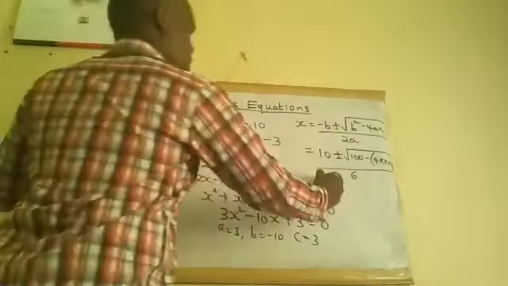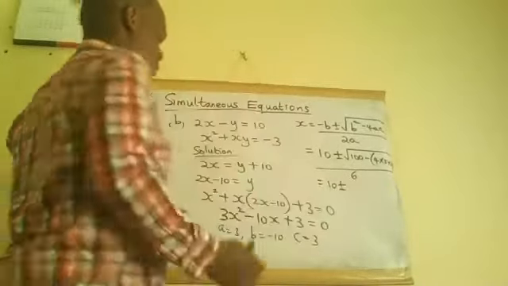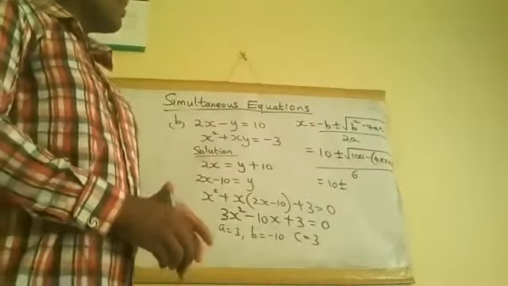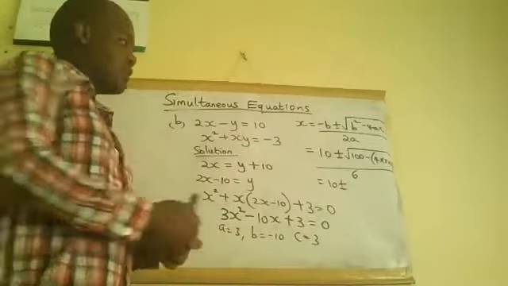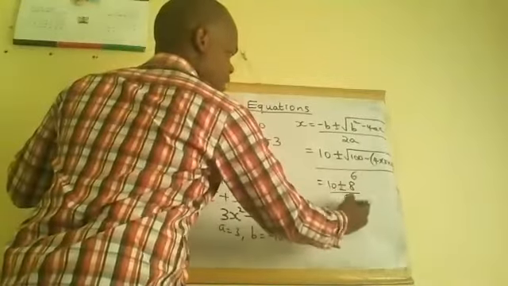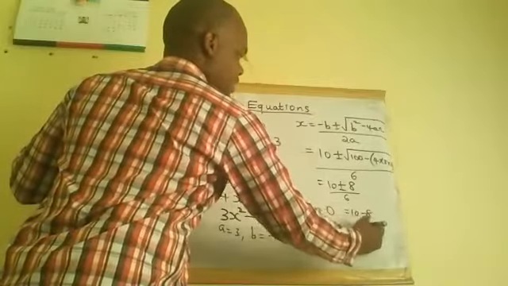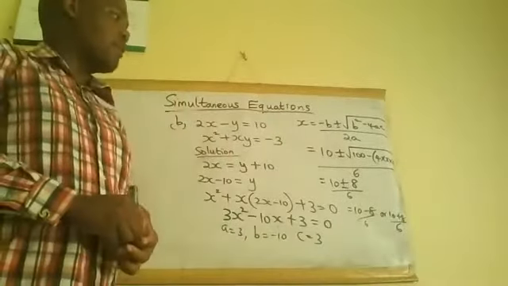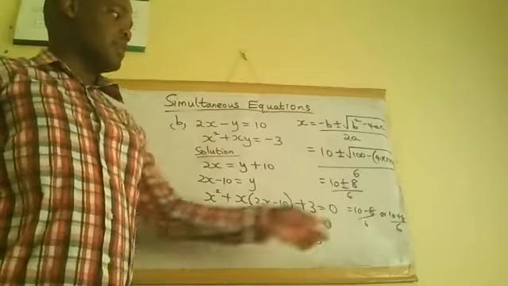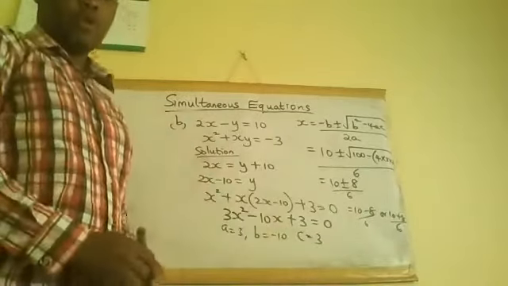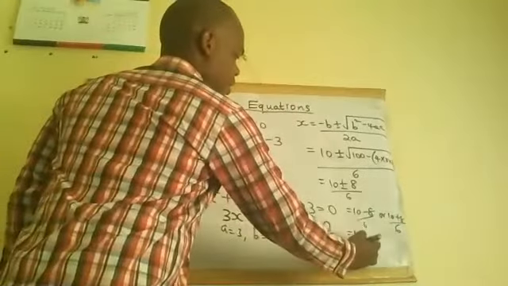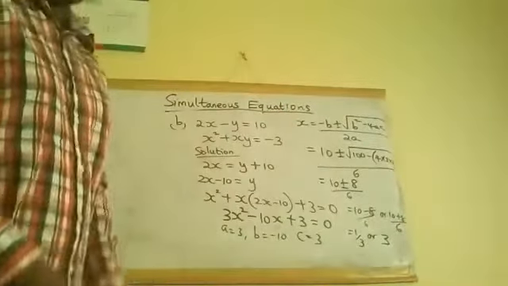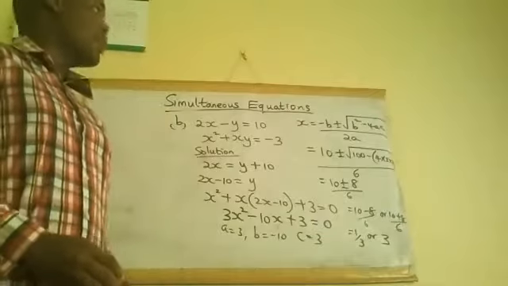Then that gives me 10 plus or minus. So this is 4 times 3 times 3, that is 36. And then 100 minus 36 is 64. So the square root of 64 is 8, over 6. So this comes to 10 minus 8 over 6, or 10 plus 8 over 6. So 10 minus 8 over 6, that is 2 over 6, which comes to a third. And then, or 3. So you get two solutions of x. So x is a third or 3.